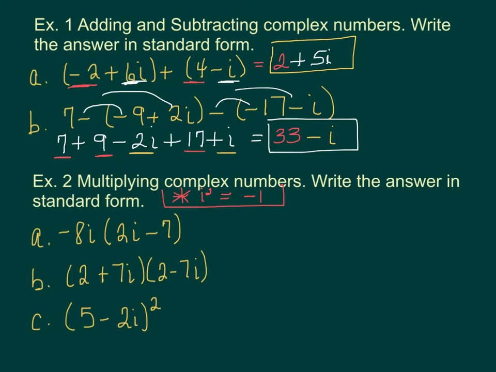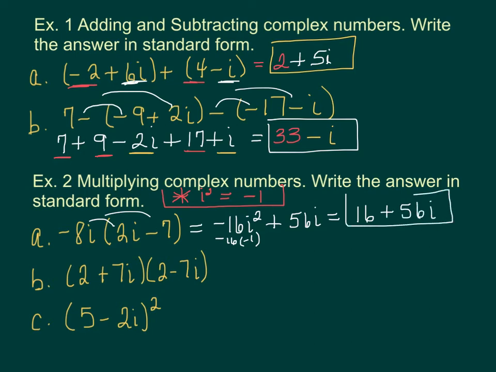Alright, so for a, we're just going to distribute. Negative 8i times 2i is negative 16i squared. Negative 8i times negative 7 is positive 56i. Well, remember i squared is negative 1. So that gives me positive 16 plus 56i. And remember, standard form, the real number comes first.